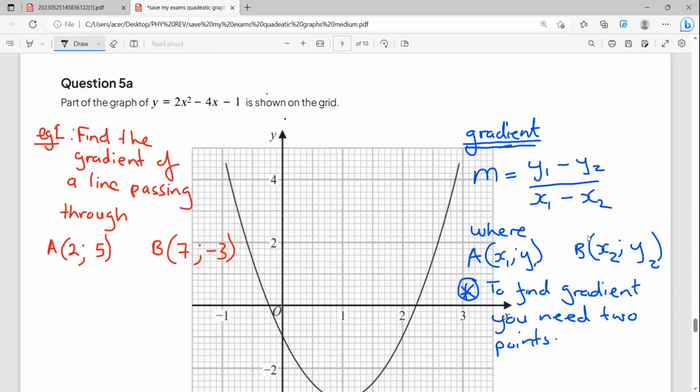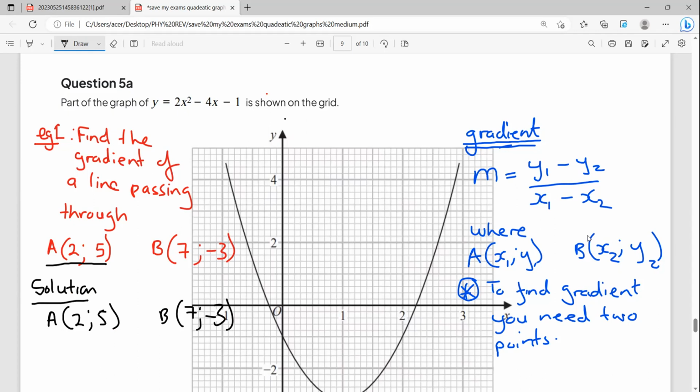Remember, I told you that for you to find the gradient, you need 2 points. So in this question, we are given the 2 points. A is defined by the coordinates 2, 5, and B is defined by 7 and minus 3. This is how you lay out your solution. The first thing that you do is to identify your points and write them down. So A is 2, 5, and then B is 7, minus 3.